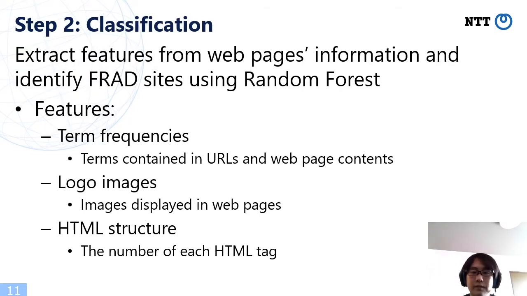Then our system extracts features and identifies fraud sites. We use the random forest as a machine learning algorithm. The feature vector consists of three types of features: term frequencies, logo images, and the HTML structure. Our system extracted these linguistic and image features from HTML source codes and screenshots of web pages.